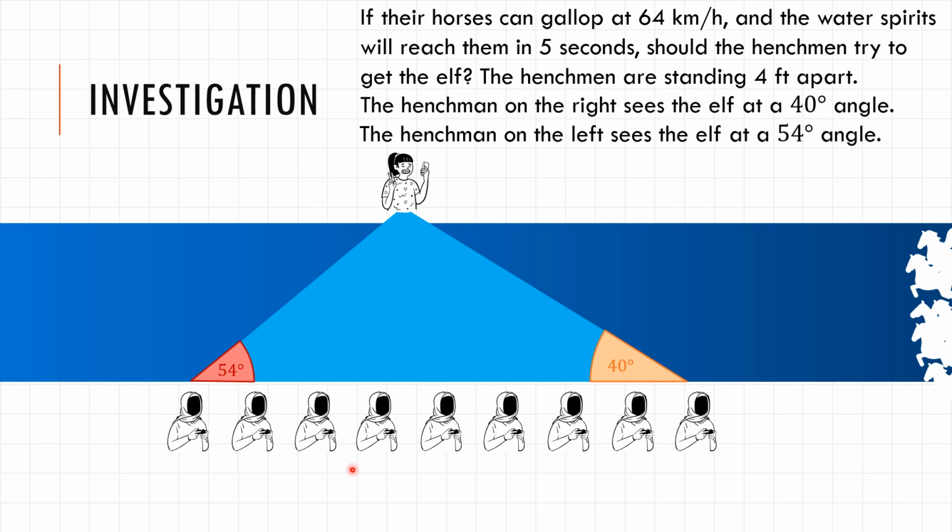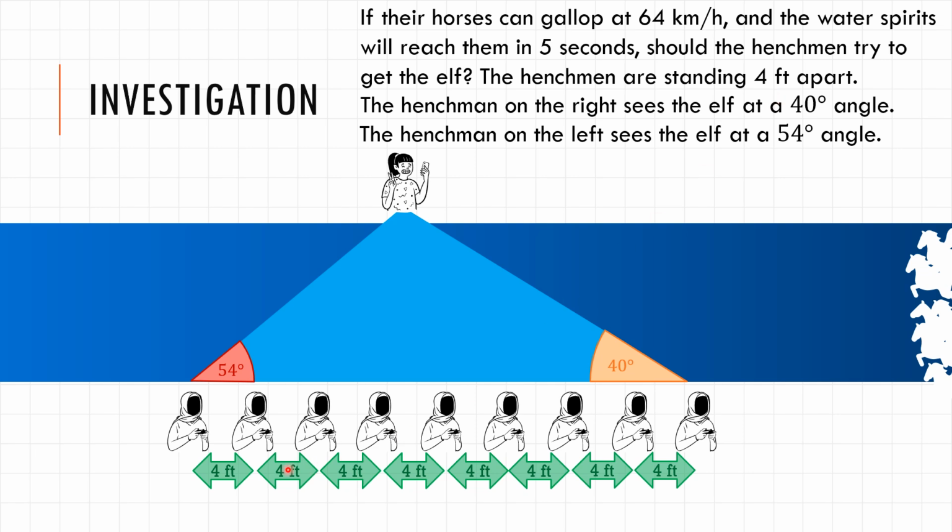Suppose this is the situation you find yourself in. Here are the 9 of you, and there is the elf on the far side of the river. The henchman on the right sees the elf at a 40-degree angle, and the henchman on the left sees the elf at a 54-degree angle. Remember, you're standing 4 feet apart, and so the total distance between the first and the last person is 8 times 4, or 32 feet. Okay, 1, 2, 3, 4, 5, 6, 7, 8.